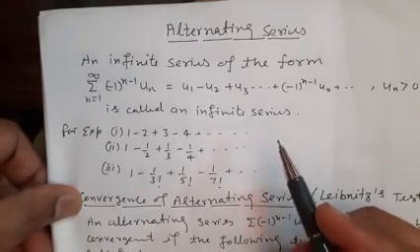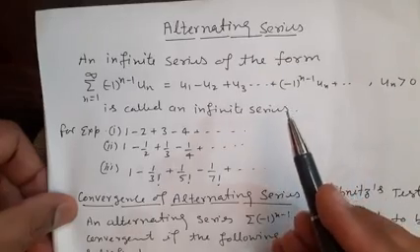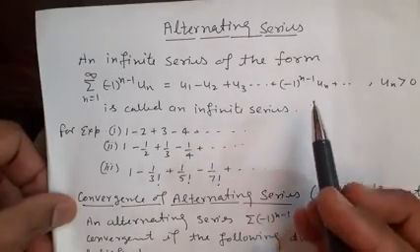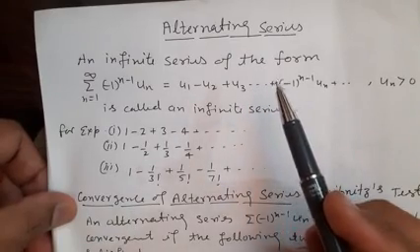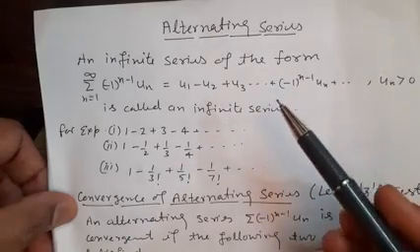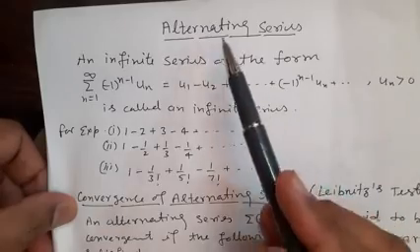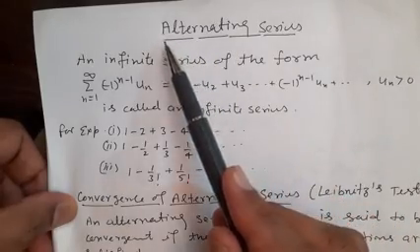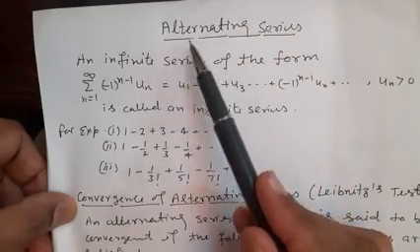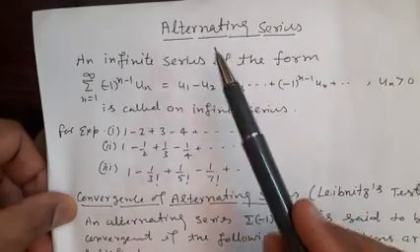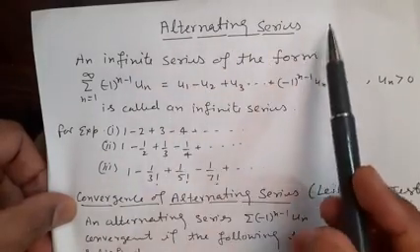Hello dear students, as you know we are studying unit 5 of your syllabus and many tests for convergence we have done. Now there is another type of series, that is alternating series. It is very simple. You can guess from its name, alternating series.